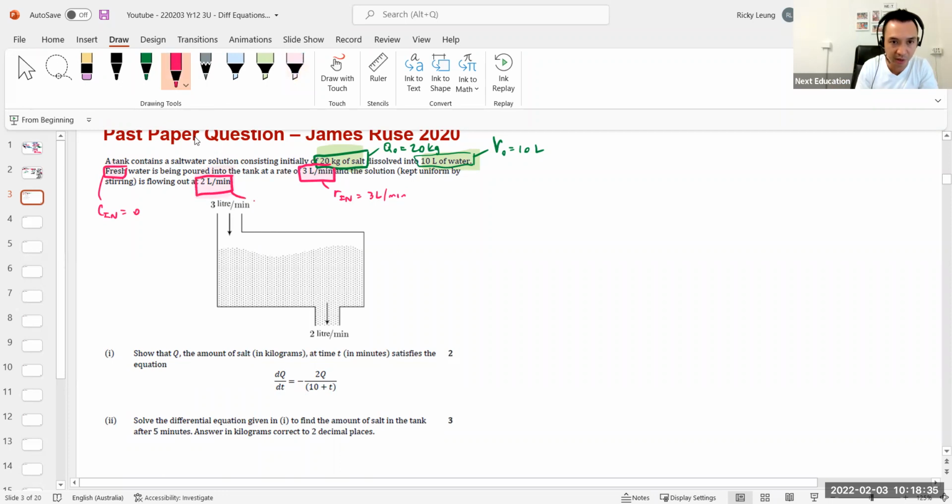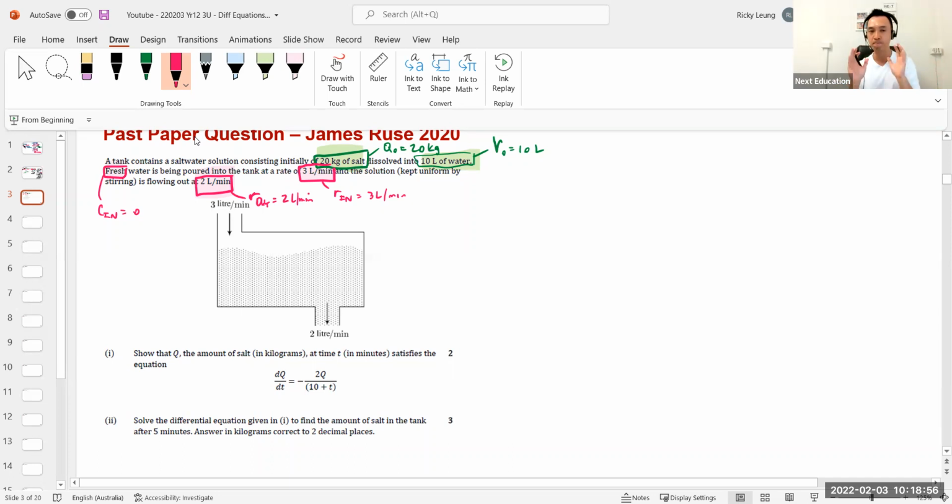And then the solution is mixed by stirring and flows out at a different rate. Q out, no, not Q, I keep saying Q. Change it to R. I said out. Out is 2 liters per minute, as shown in the diagram. I keep highlighting in pink because it relates to the formula as key inputs.